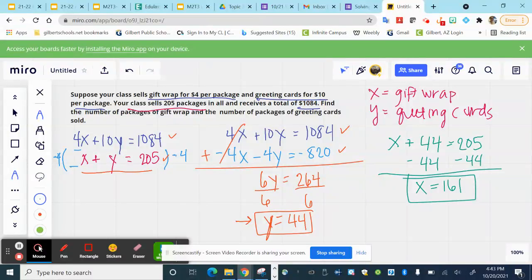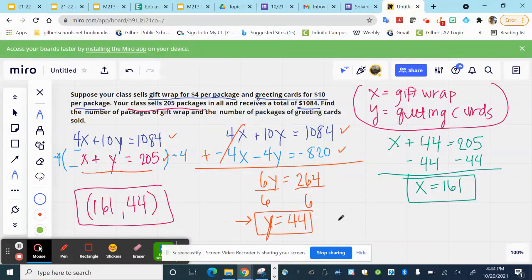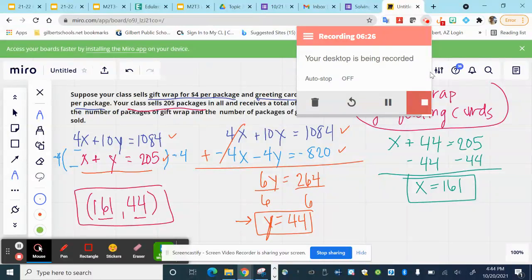Okay, so that makes my solution 161, 44. What does that mean? Well, if I go back up here to my variables, x is the number of gift wrap packages that I sold. So I sold 161 gift wrap packages, and the y is the number of greeting cards that I sold. So I sold 44 greeting card packages. And remember, you can always take your solution and plug it back into any of the equations to check your answer.